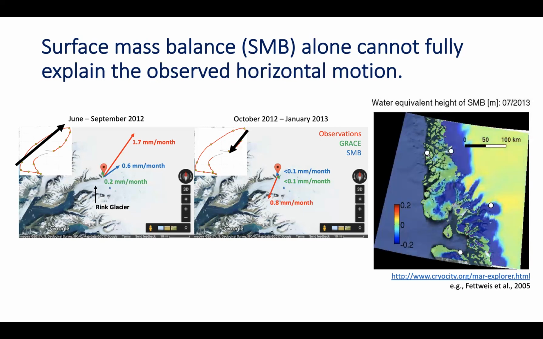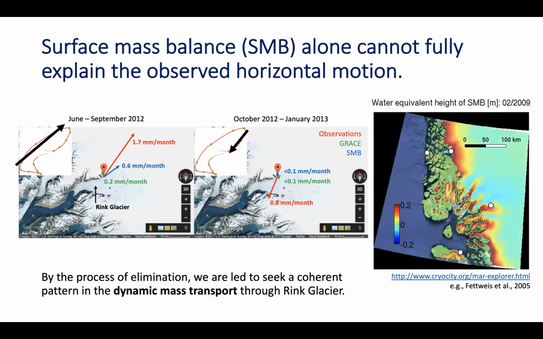So we know that mass balance is a combination of surface mass balance and what we call the dynamic component, or the ice discharge, or the dynamic ice thinning or thickening.